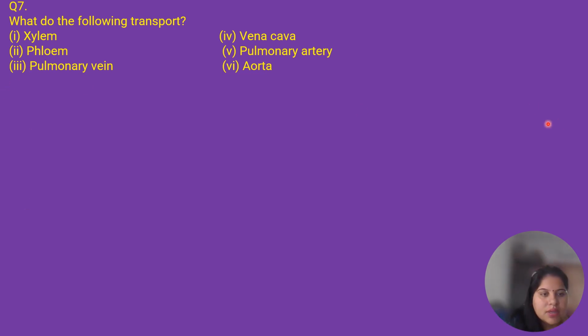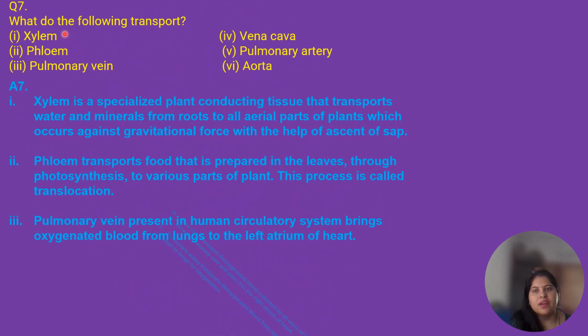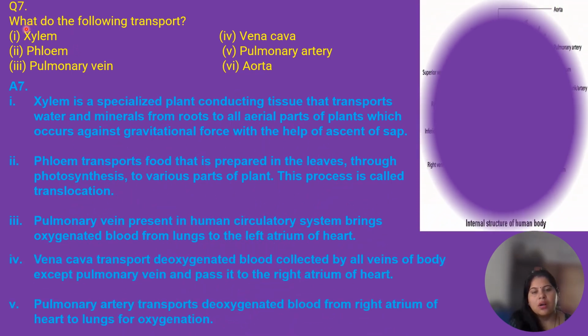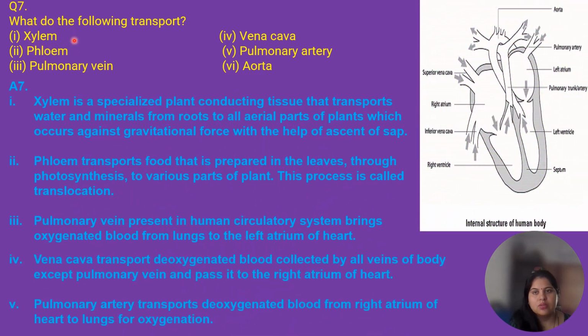So next is: what do the following transport? These questions are based on their functions and what the following transport. First is xylem and phloem. These are the conductive tissues which are found in the plants. Xylem is specialized for water transport in the plants, while the phloem is responsible for the food transport in the plants.